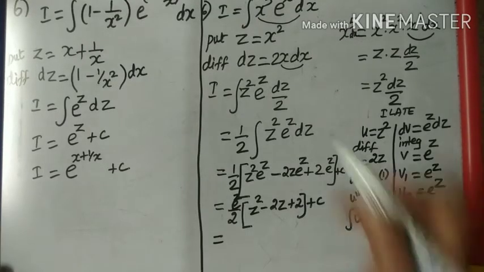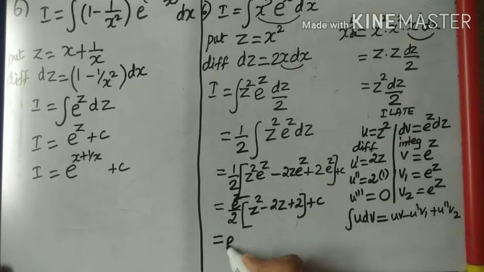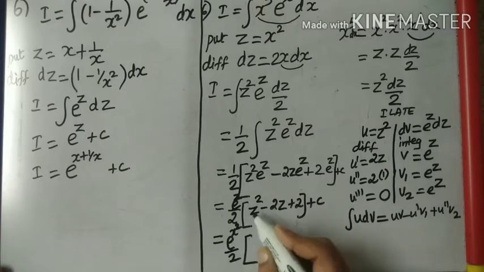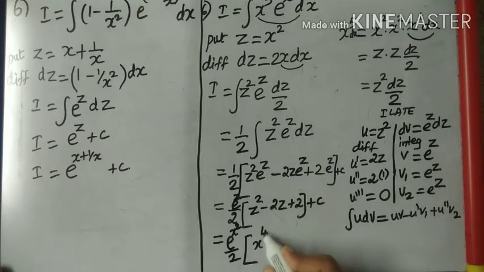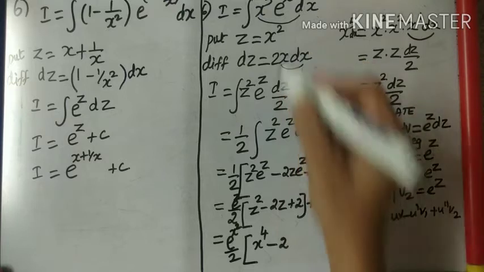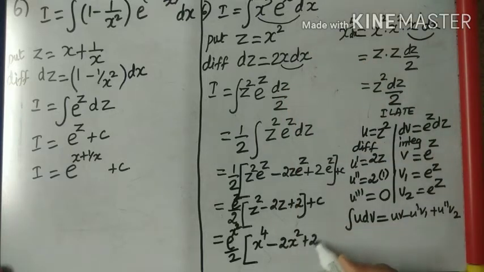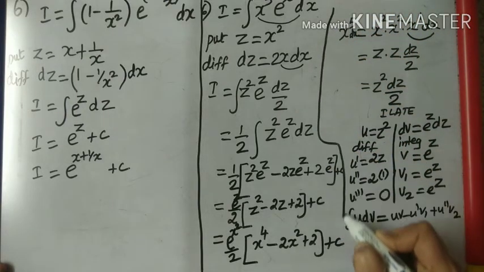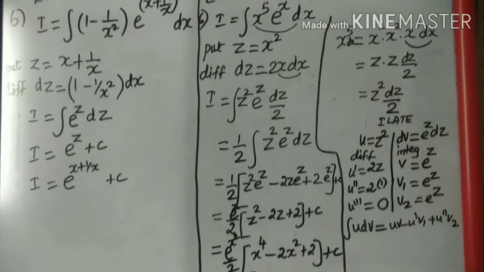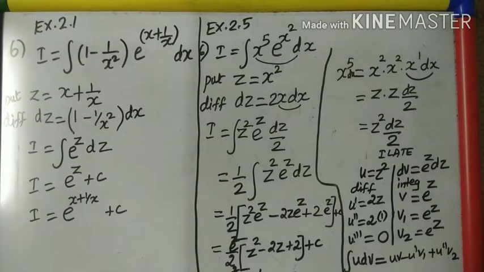Wherever z is coming, put x square. So, e power z means e power x square by 2. z square means x square the whole square, that is x power 4. z means x square, plus 2, plus c. So, it's a problem where I am having integration by parts after substitution. So, in this problem, first step we do substitution followed by integration by parts.